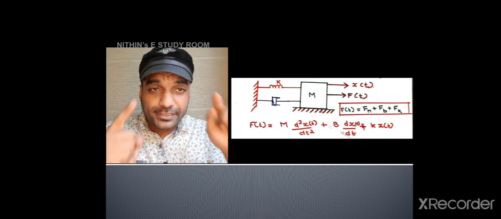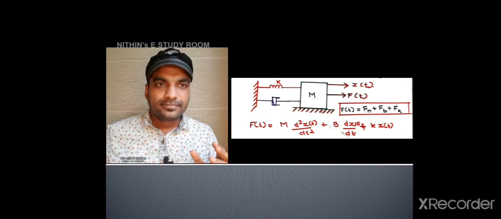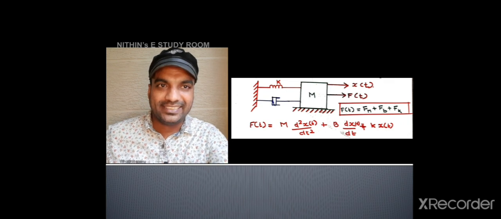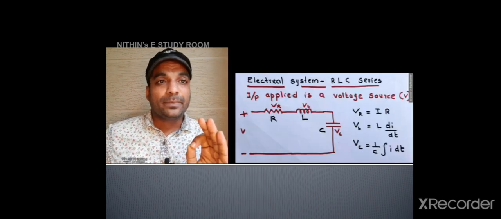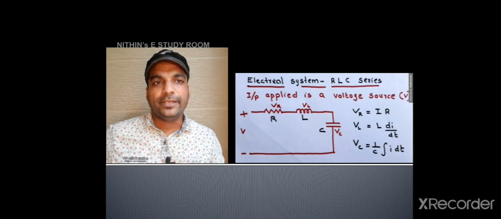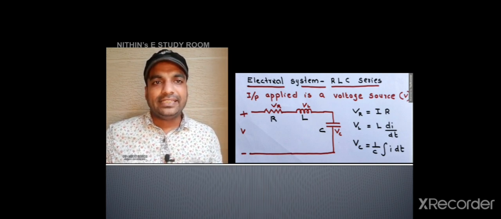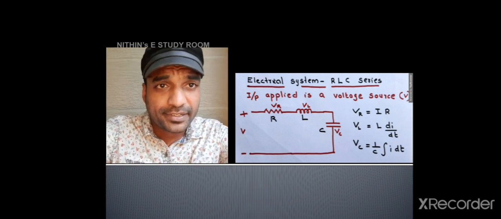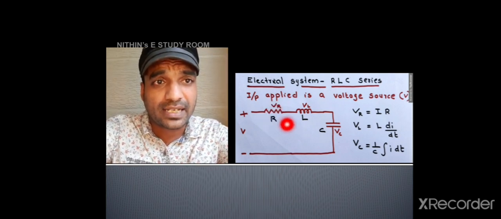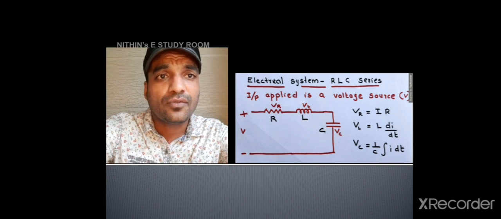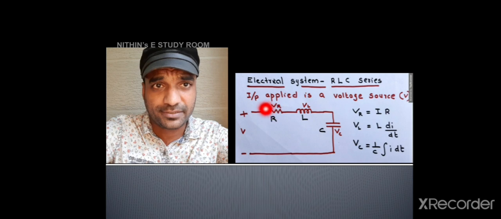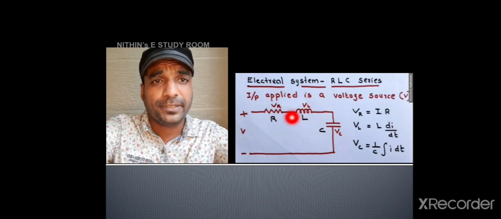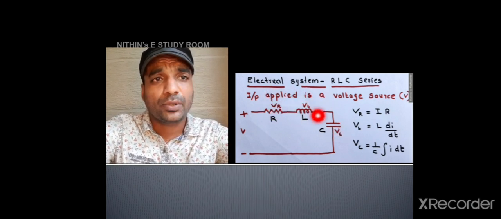We have to compare this particular system with an electrical RLC series circuit. This is an RLC series circuit excited by a supply voltage source V, and you can see here we are having three components, R, L and C. The voltage across the resistor is marked as VR, voltage across the inductor is marked as VL, and voltage across the capacitor is marked as VC.